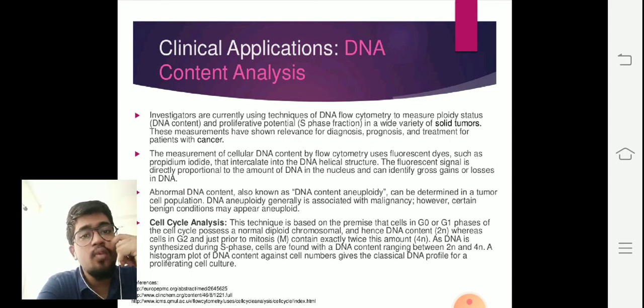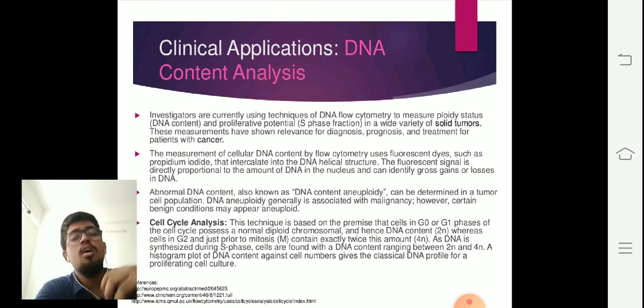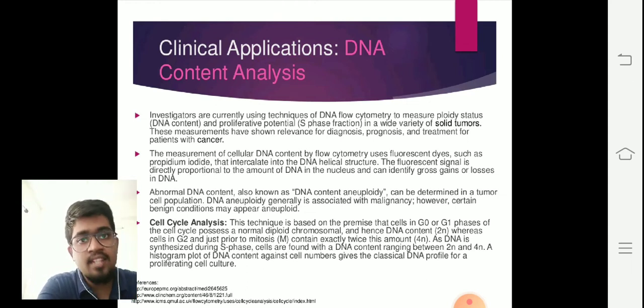The measurement of cellular DNA content by flow cytometry uses fluorescent dyes, such as propidium iodide, a very commonly used fluorescent dye that intercalates into the helical structure of the DNA. The fluorescent signal is directly proportional to the amount of DNA in the nucleus and can identify gross gains or losses in the DNA.